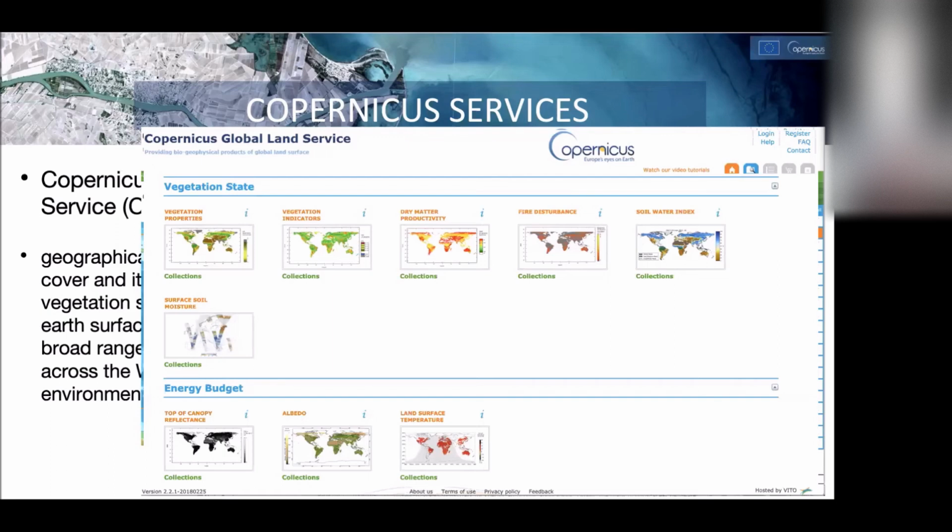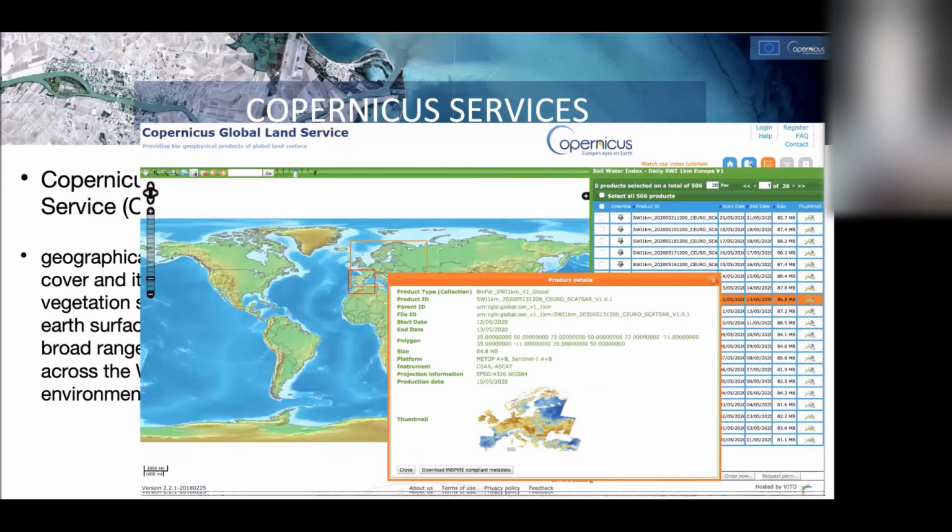And again, just looking at some of the actual global land service products, we have vegetation state collections, which are again very valuable for vegetation monitoring and research. Here we go. So just some more. This is the soil water index, which basically provides an indication of the water content of the soil.